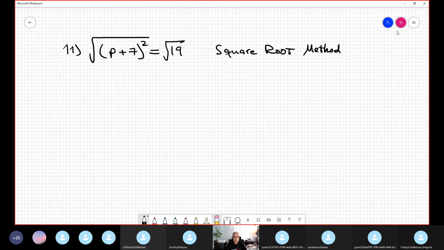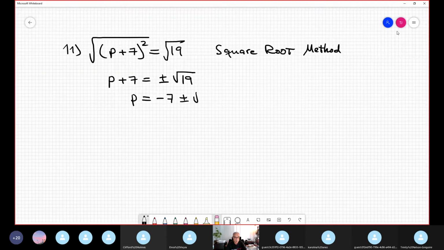Now I know, okay, power 2 and square root cancel out each other and stay only p plus 7 equal plus or minus, because you must never forget that when you apply square root you have 2 solutions, plus or minus square root 19, and 19 is a prime number and we cannot simplify this radical more. 19 is just 19. Finally, solve for p, it is equal to minus 7, we move 7 to the right-hand side, plus or minus square root 19. This is one elegant way to express the final answer.